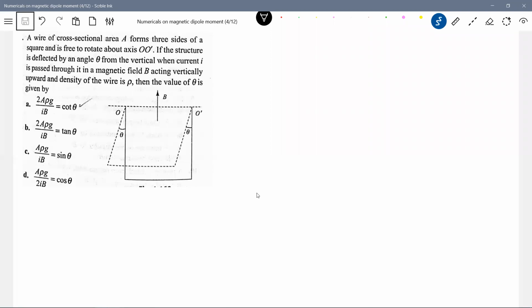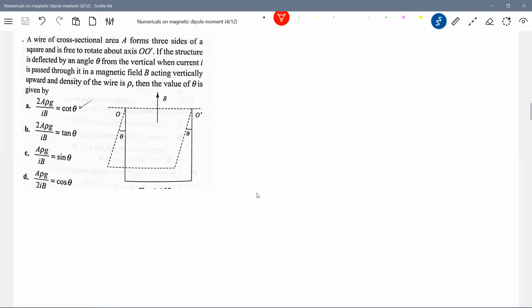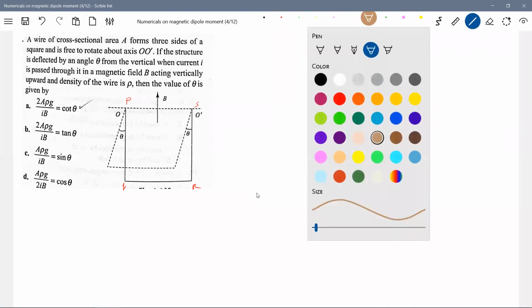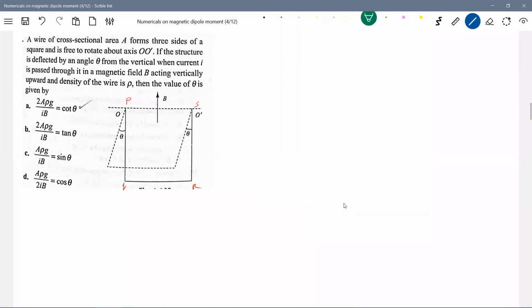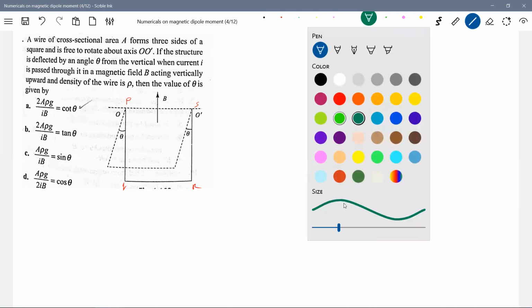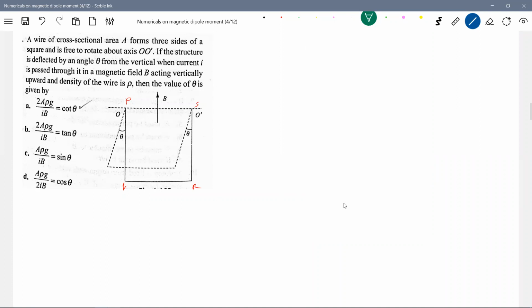It's going to be in equilibrium. Actually, it lies in one plane, so we'll make a plane diagram. Let this be P, Q, R, S. So earlier, the rod PQ was vertical.